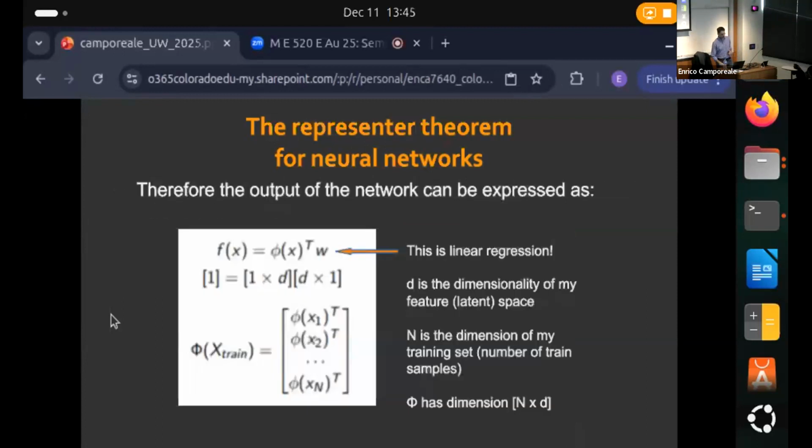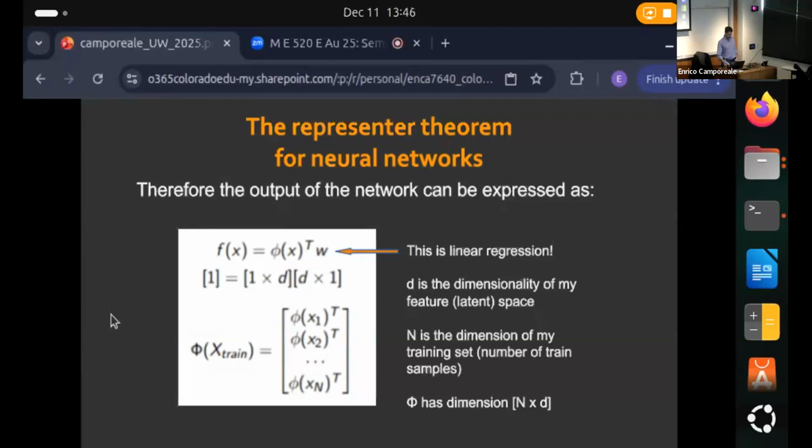So if you look at the neural network in this way, you can rewrite the output of your neural network, f of x, simply as phi of x, the penultimate layer, your feature extractor, times w. So this is just a linear regression, right? Then you can create a matrix where each line is a vector phi. Just for a bit of nomenclature, D here would be the dimensionality of your encoder, your latent space dimension, which depending on the problem is typically 50, 100, 1,000, and so on. N is the number of training points. This is much larger than D, right?